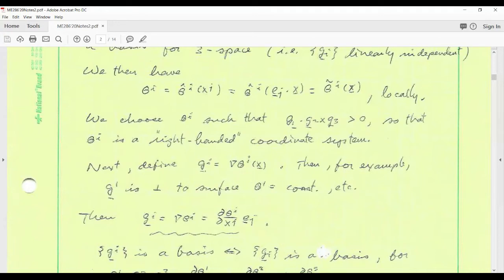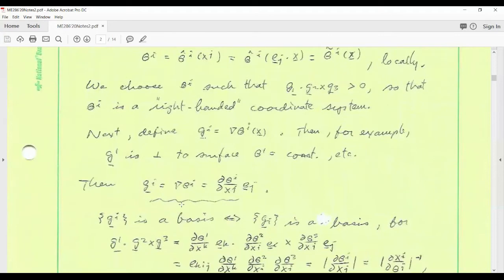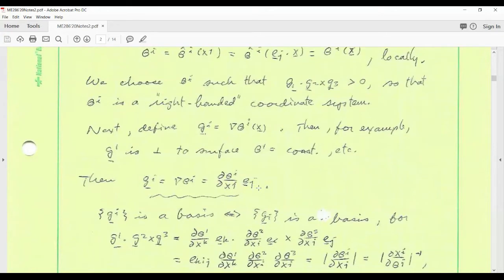And the gradient of θ^1, evaluated on that surface, is perpendicular to that surface, from properties of the gradient that you know about. So these superscripted G's are orthogonal to the surfaces on which the corresponding coordinates are fixed, one at a time. We can use the chain rule to write these in terms of Cartesians if we wish, because in principle we have the curvilinear coordinates as functions of Cartesians. This is just the Cartesian formula for a gradient: for θ^1, dθ^1/dx_j e_j.